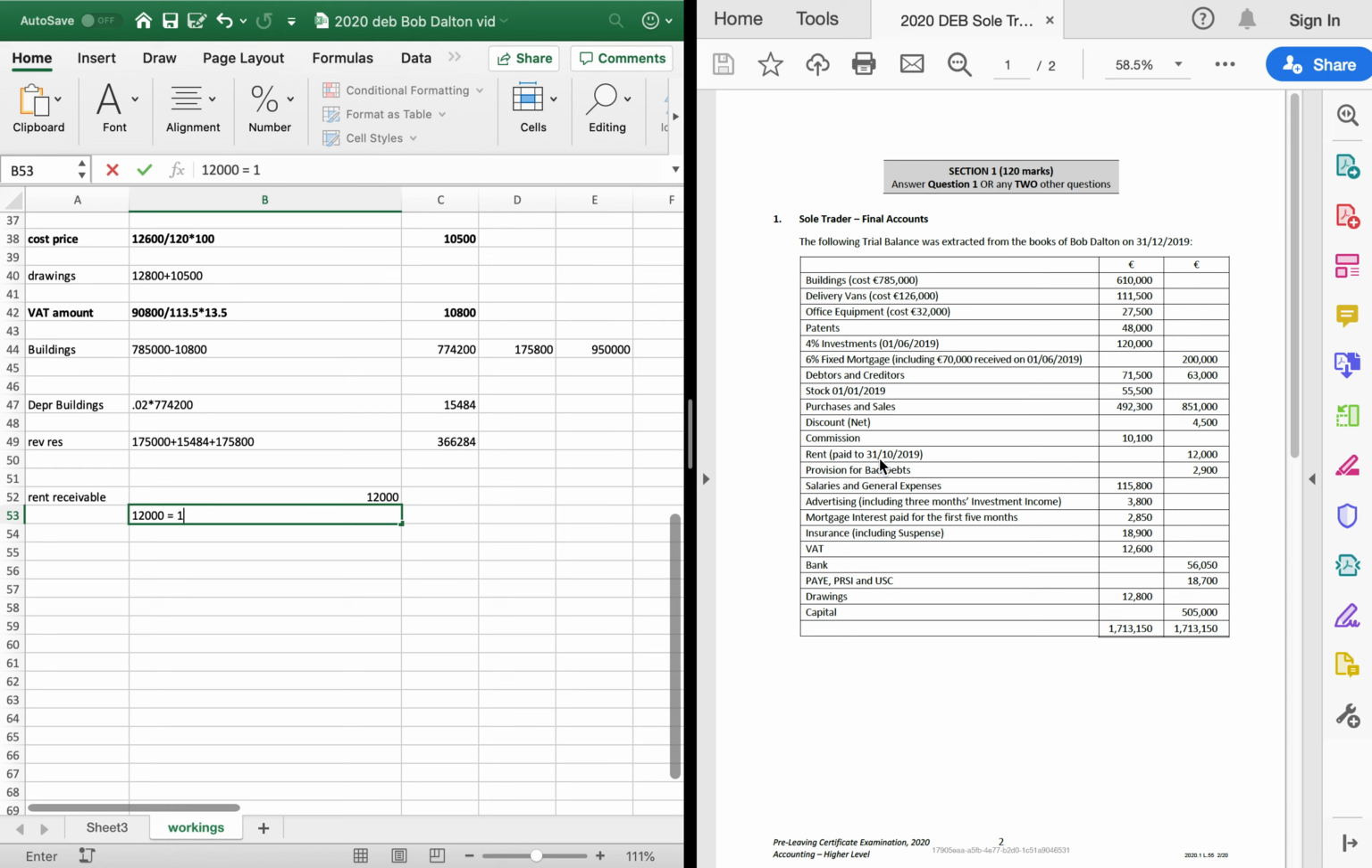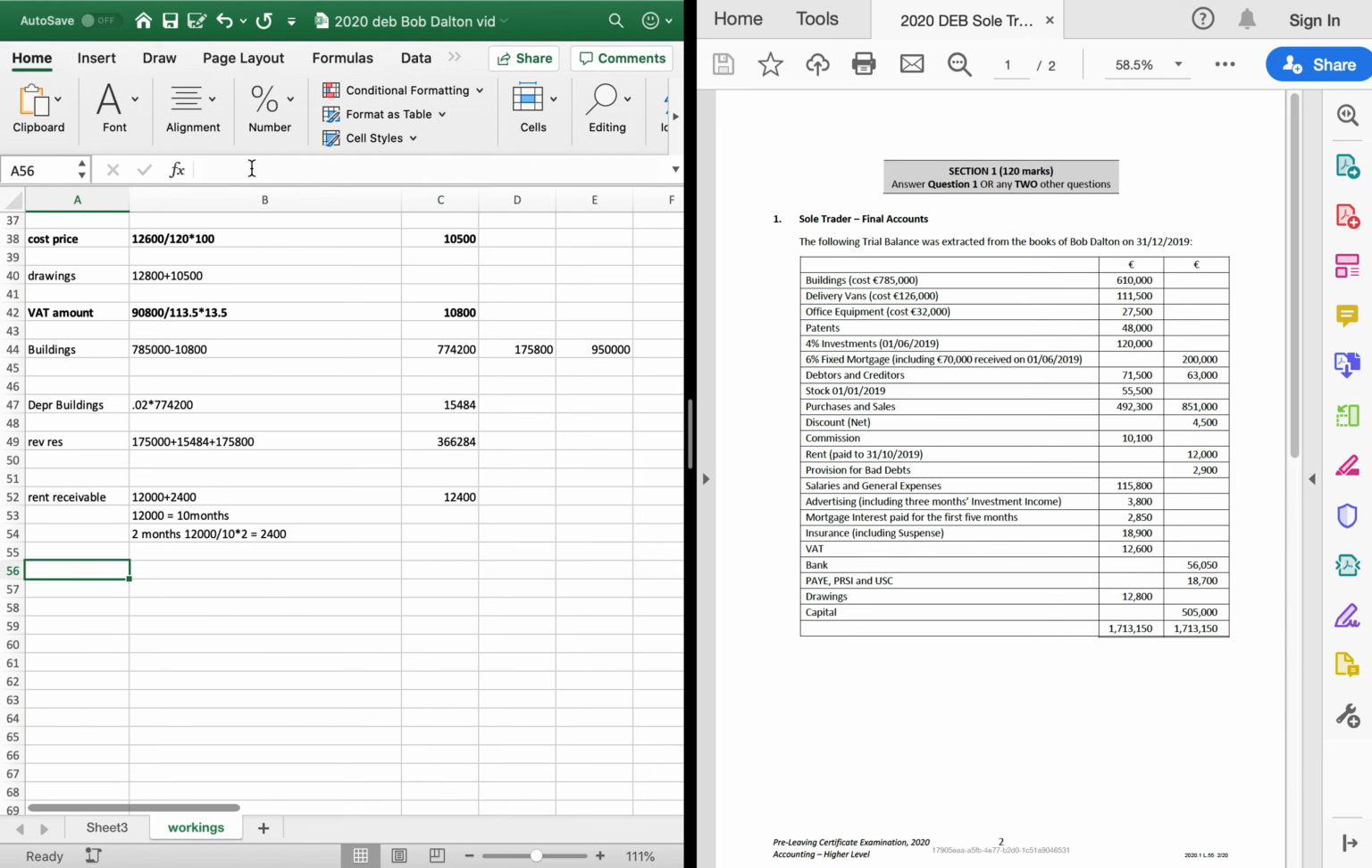Okay, so if 12,000 is 10 months, and we're asked to find 12 months, well, 2 months is 12,000 divided by 10, multiplied by 2, which would be 2,400. So that 2,400 gets added on to the 12,000, bringing it up to the 12,400 rent receivable for the year. Now that 2,400 is rent receivable due, and it's important you don't forget that.